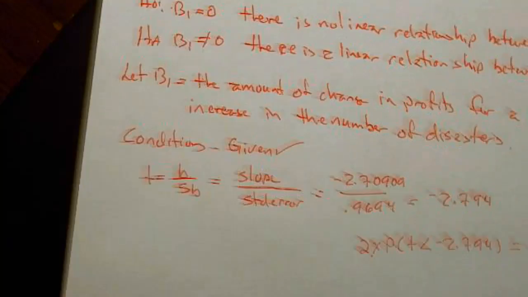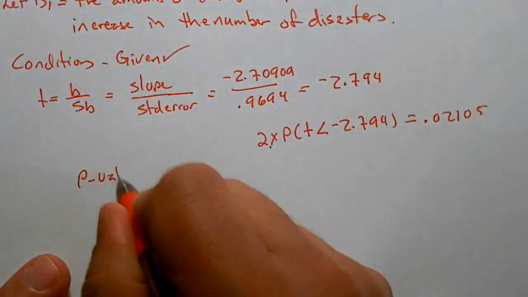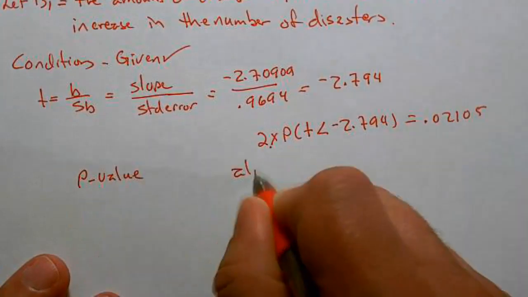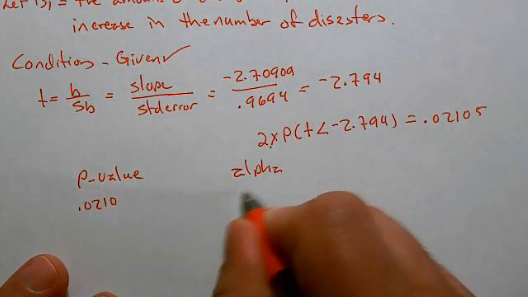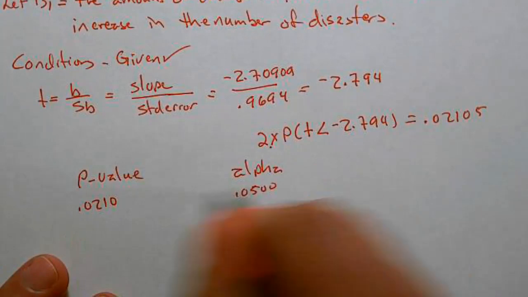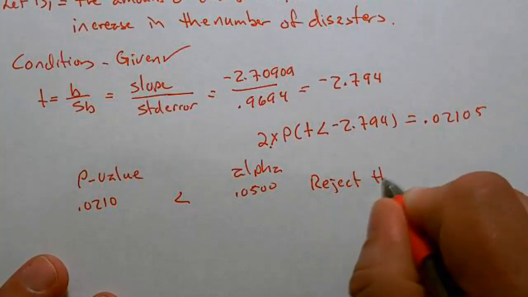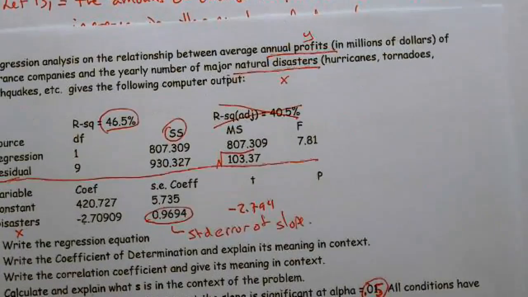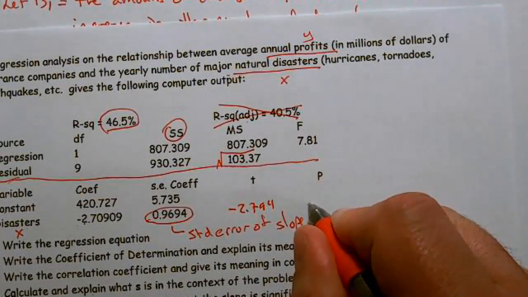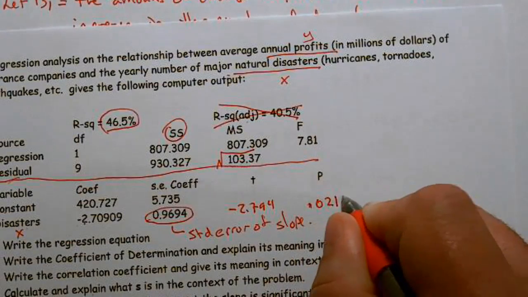So p-value, alpha: this is going to be 0.0210. This is 0.05. This is less than, and we're going to reject the null. And by the way, normally on a computer printout, that p-value would have been given here, and they would have said the p right here, they would have 0.0210. So if we ask you for that value, there it is. All right.